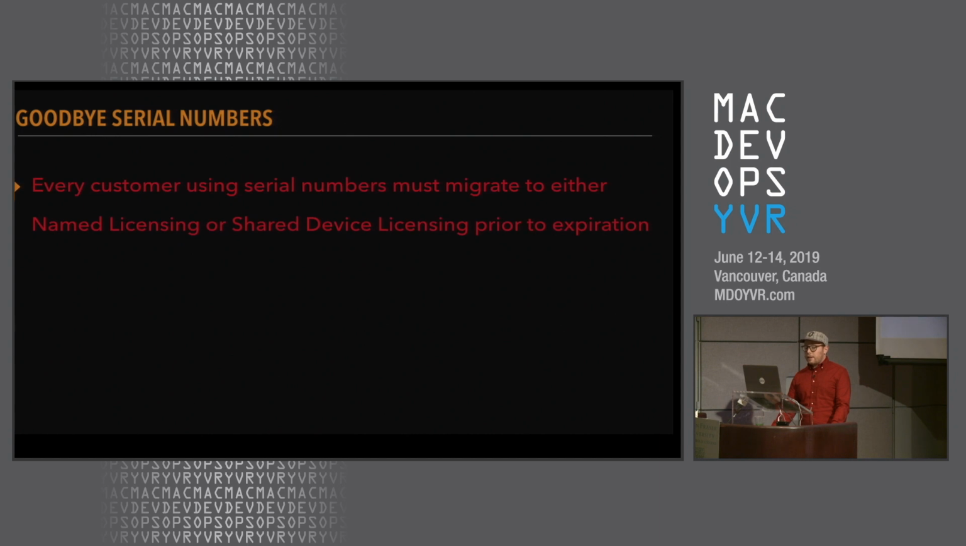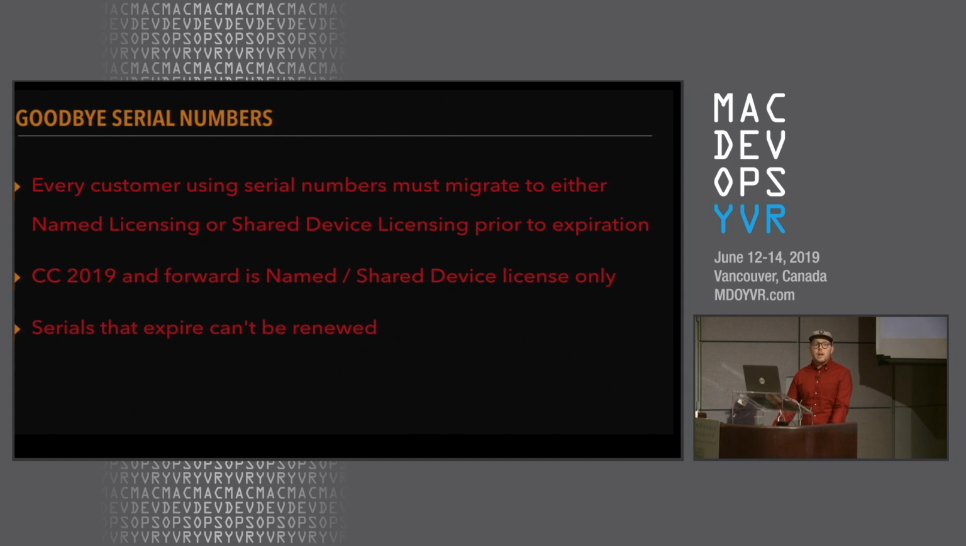So yeah, every customer that's using serial numbers, you're going to have to migrate either to named licensing or shared device licensing. Presumably, if you are on device licensing, you'll go to SDL. And if you are on serial, you'll go to named license. If you want to use CC 2019, you're going to have to move to named or shared device. And if you have a serial that's coming up on expiration, you're not going to be able to renew that with Adobe. They're going to make you migrate.